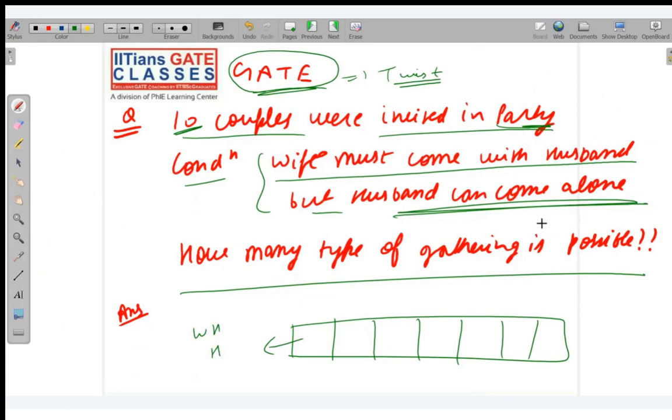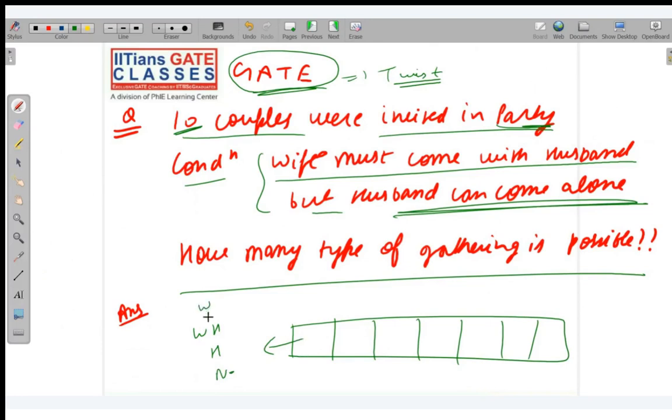Let me give you an example. If I invite you for a party, is it compulsory that you will come to the party? No. You can skip that also. If somebody invites you, it's your choice. You go or you do not go. So another possibility is nobody goes. No one goes. Neither husband nor wife. Nobody goes.